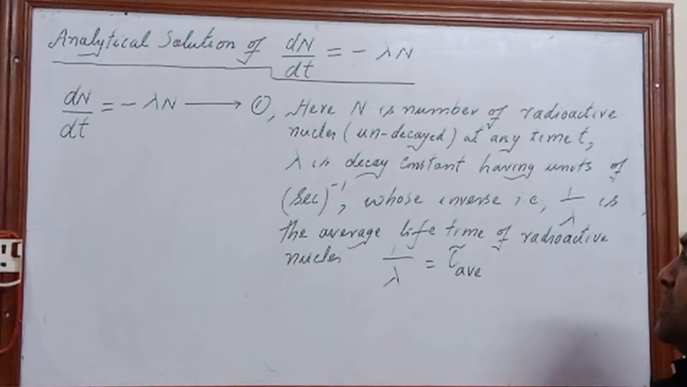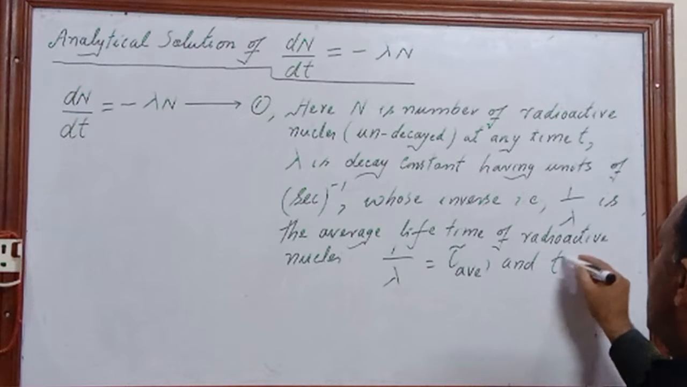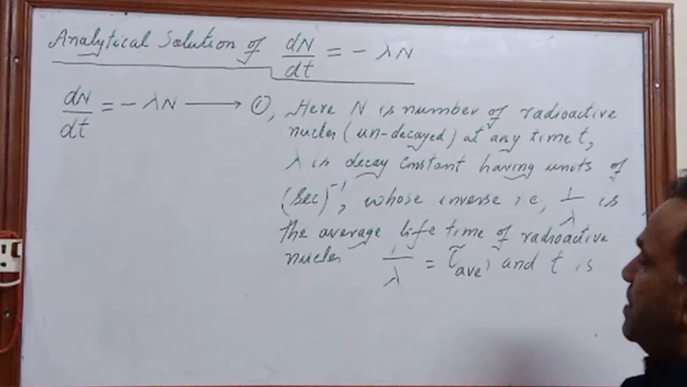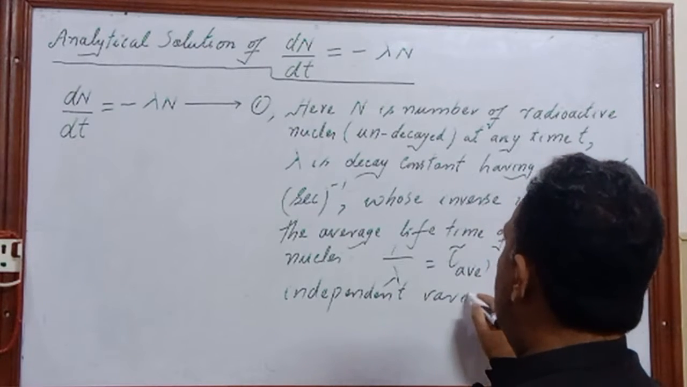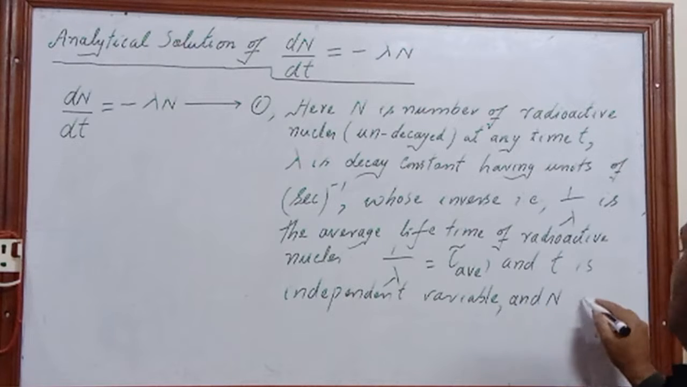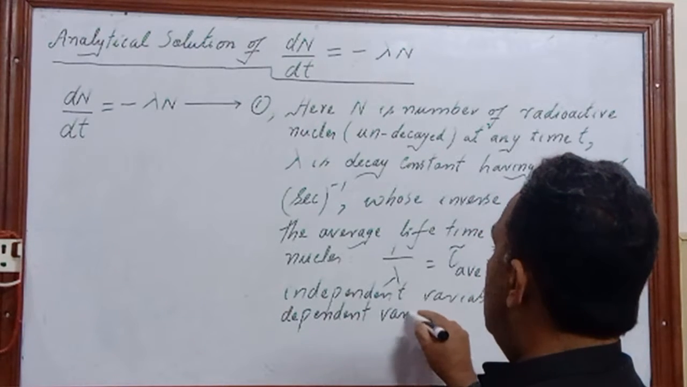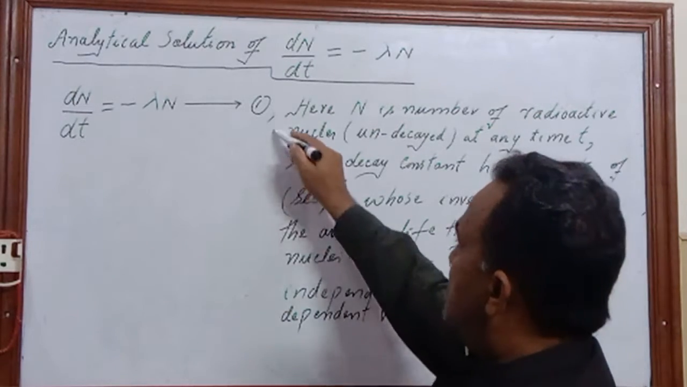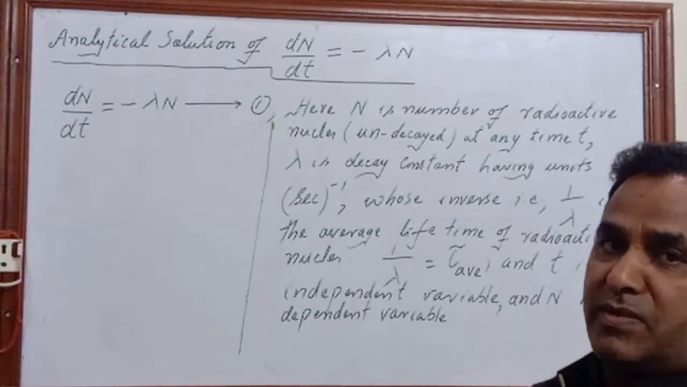Last time we also discussed how we get the average lifetime. And here t is the independent variable, and N is the dependent variable. And dN over dt, we already defined, is the rate of decrease of radioactive nuclei with passing time.